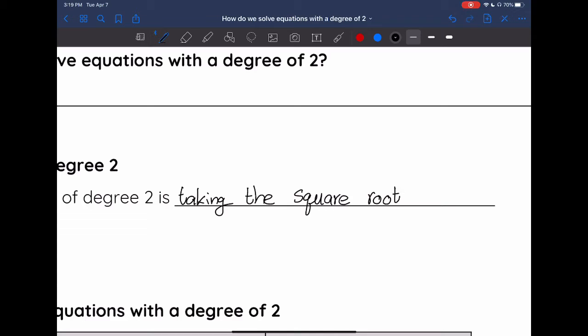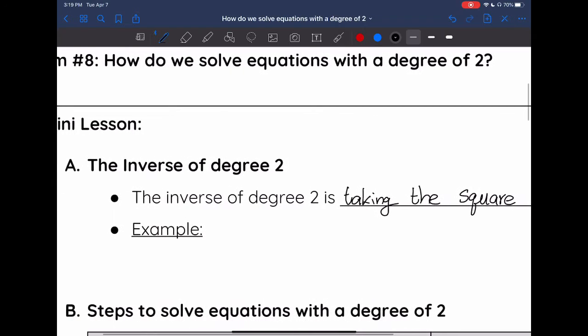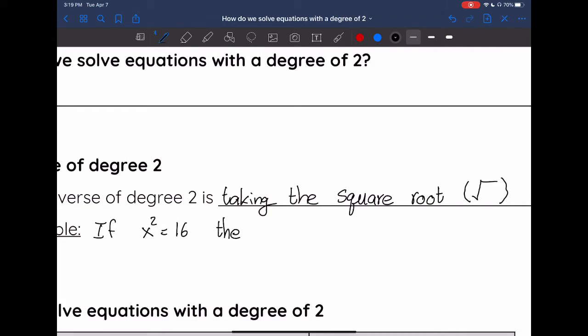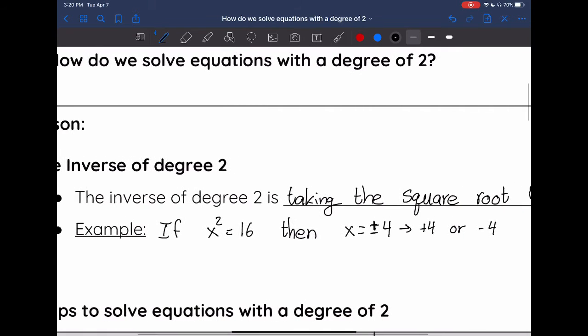And the square root is this symbol. It looks a little bit like this. So what does the square root actually do? Well, if I have an equation x squared is equal to 16, then I know that x has to be equal to a positive 4 or a negative 4. So we call that plus or minus 4, this weird little plus or minus symbol. This means that I have a positive 4 or a negative 4. So this one symbol takes into account both of them.